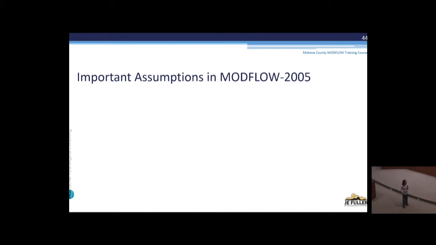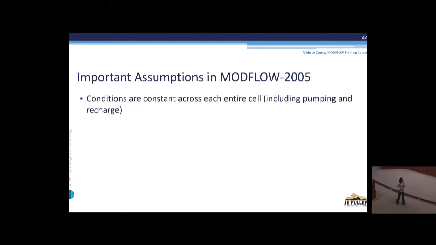Some important assumptions. I told you this several times, but conditions are constant across the entire cell. So when you put a pumping well into a model cell, it's going to extract water from all saturated parts of that cell until the cell goes dry, and then the well will turn off. That's another thing to recognize. If you don't specifically tell the model not to do that, you may think everything's going along fine because you don't see any dry cells in your model. If you're not careful, you won't notice that a pumping well has shut down unless you look at your flow budget and look at how much pumping is going on.